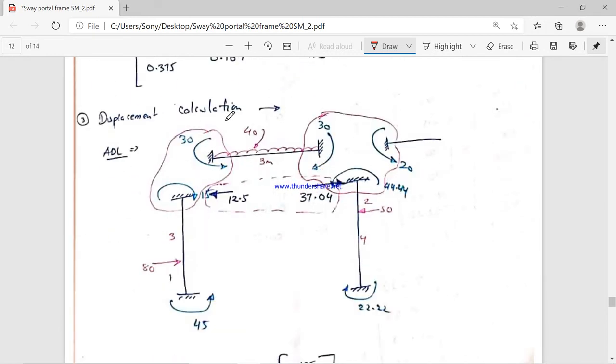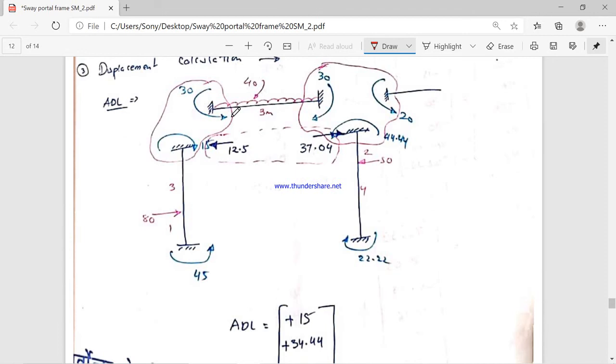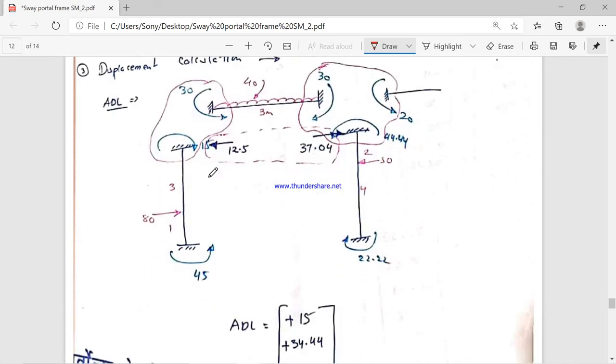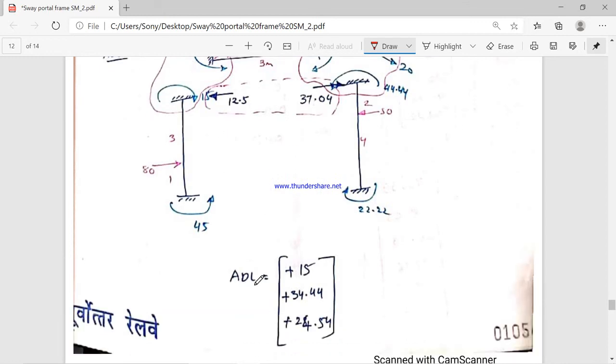Then the displacement calculation. The most important condition for the calculation of the displacement is, first of all, you have to calculate the fixed end moment of either end. Then that value you have to utilize in the calculation of ADL. Now let us see how the ADL will be calculated.